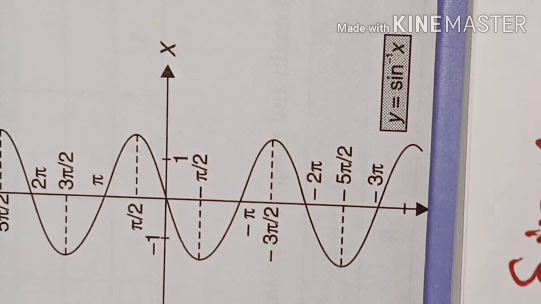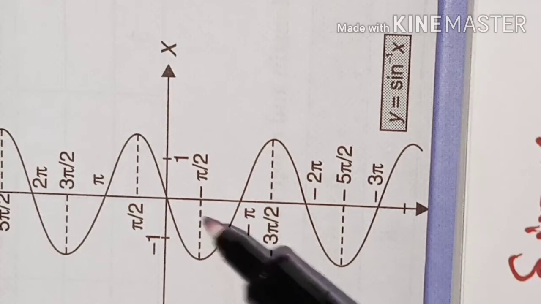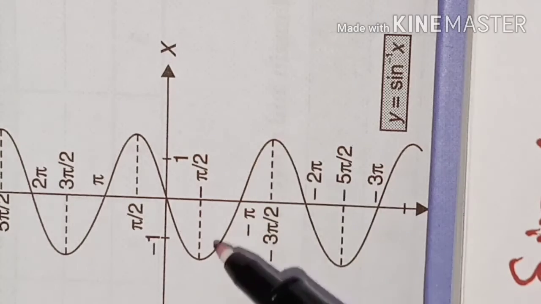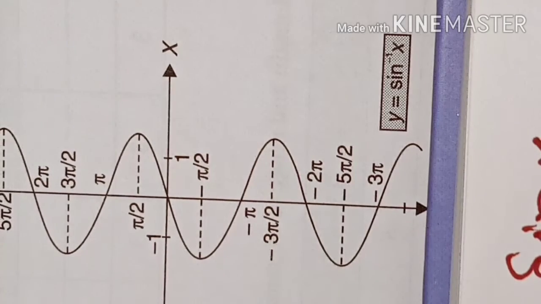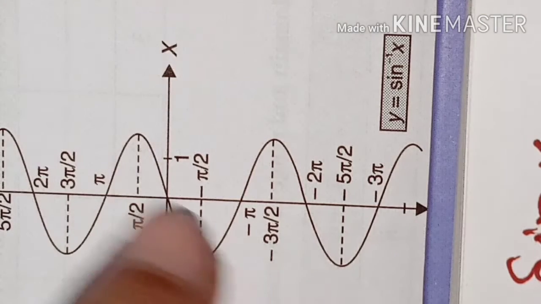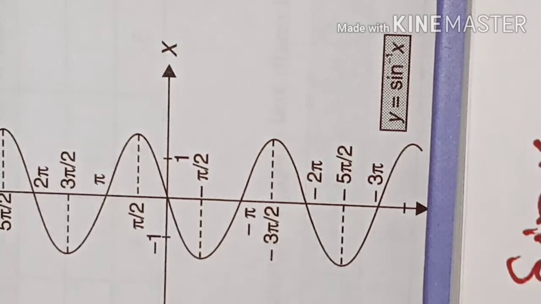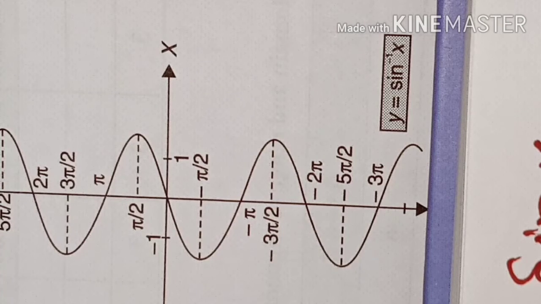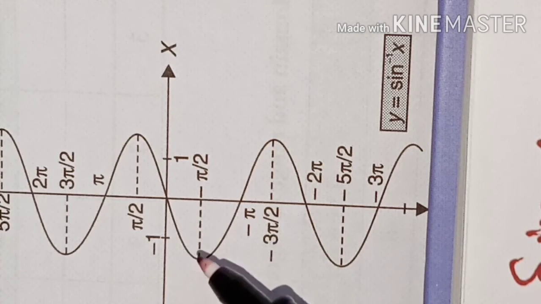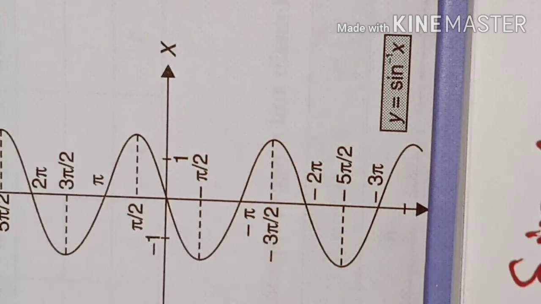Got the idea, students? So like that, between -pi by 2 and 3pi by 2, there is another branch where sine inverse exists. But you can't say that sine inverse exists throughout the whole real number set, which is the range. We can't say like that. Different ranges are there, which means all these ranges are restricted to particular domains.